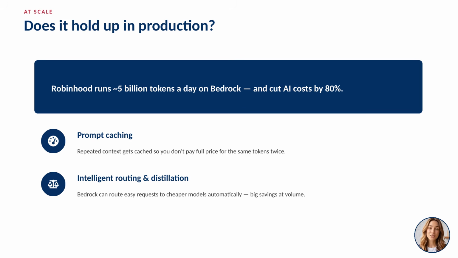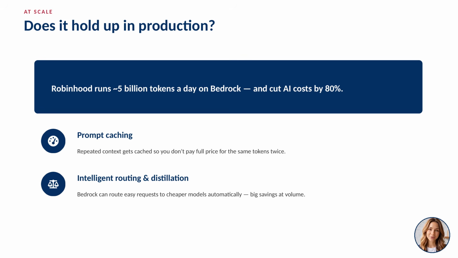Fair question. Does this hold up at serious scale? Here's one public example. Robinhood, the trading platform, runs around 5 billion tokens a day through Bedrock. 5 billion a day. And while scaling to that, they cut their AI costs by 80%. Two of the tools behind that number are available to you on day one.